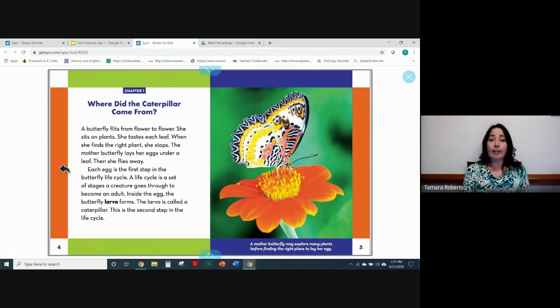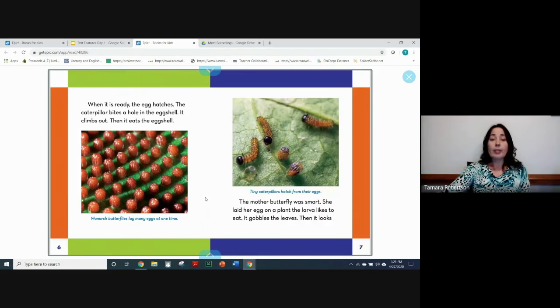Inside the egg, the butterfly larva forms. The larva is called a caterpillar. This is the second step in the life cycle. When it is ready, the egg hatches. The caterpillar bites a hole in the eggshell. It climbs out. Then it eats the eggshell.